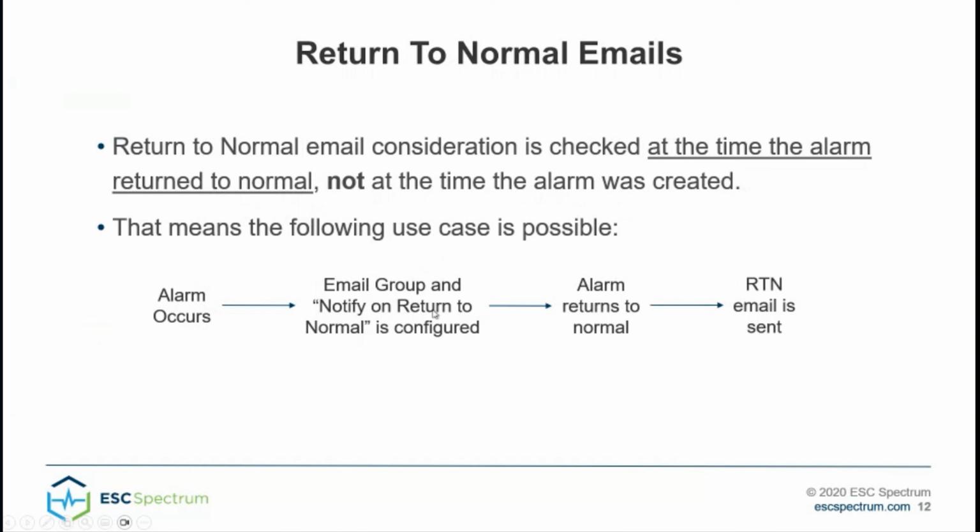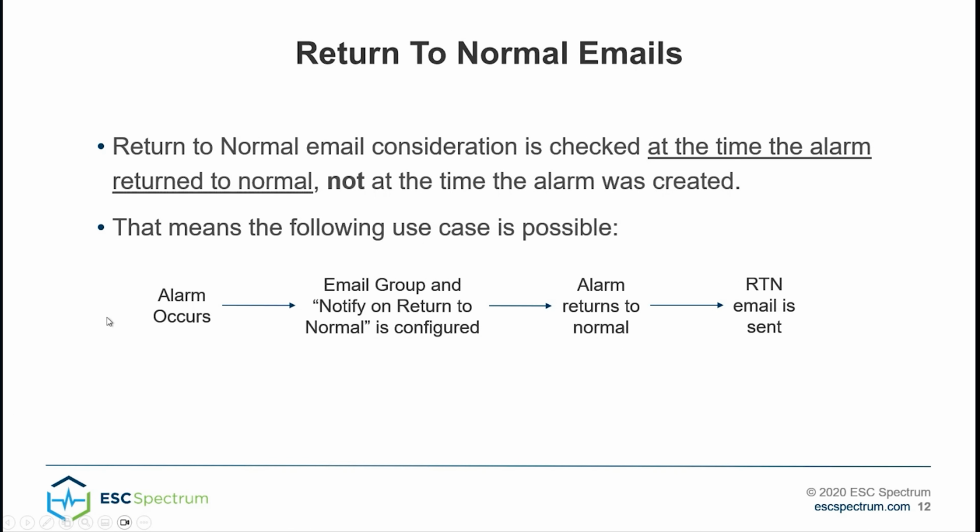At some point, that alarm gets configured for an email group, and return to normal is set. So let's say some more time passes, and at some point that alarm eventually returns to normal. A return to normal email would be sent in that case because it was configured prior to the return to normal. It doesn't necessarily have to be configured prior to the alarm condition.